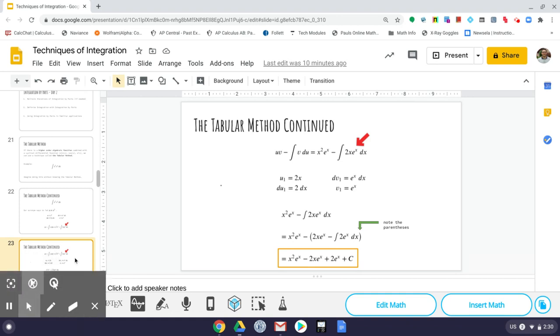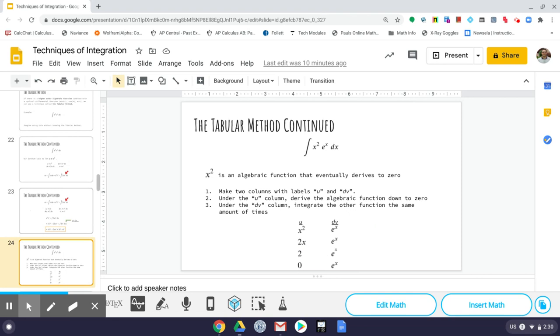All right, so that was how we would do it if we did not know the tabular method. Let's make our lives a little bit easier. So exact same problem, but let's use the tabular method on it. Let's see how this works.